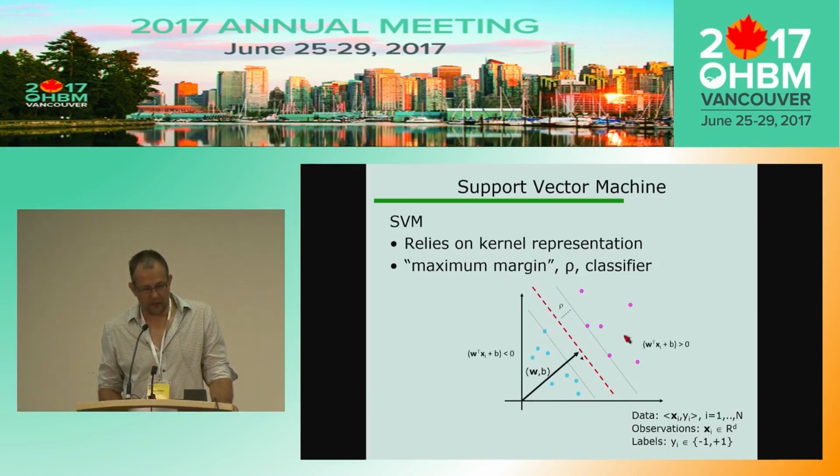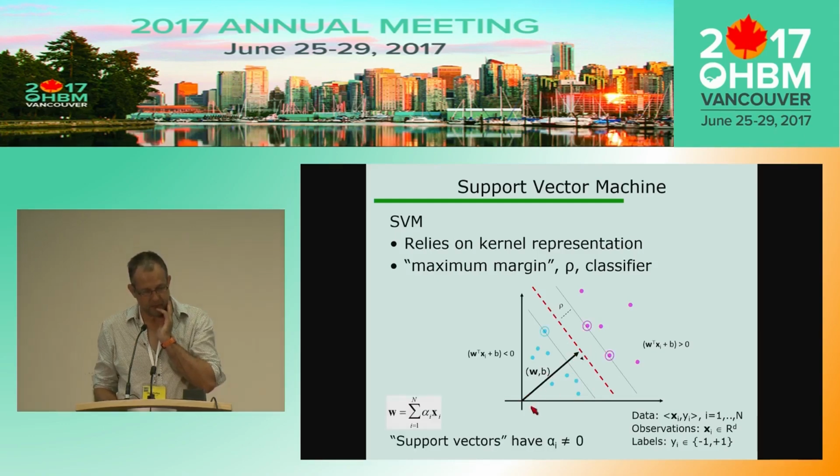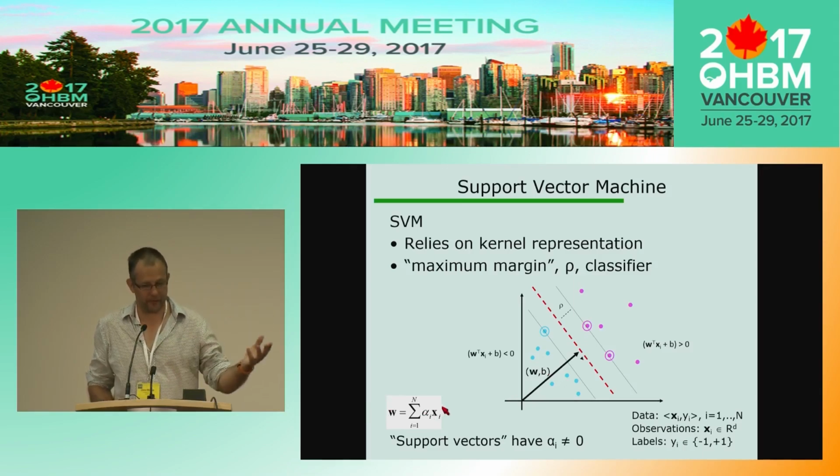And this plane will pretty much be defined by these parameters, W and B. So it's the orientation of that line and how far off you are from the origin. And the idea is that we are in effect constraining this W to be a linear combination of your data. And that comes out of this linear kernel representation.